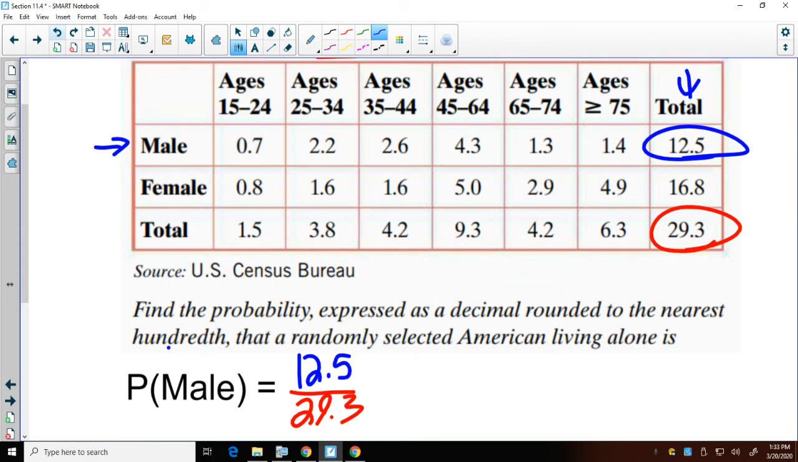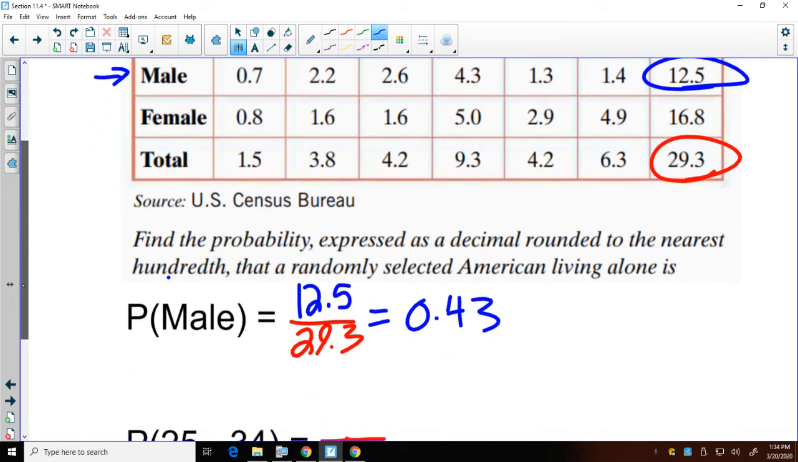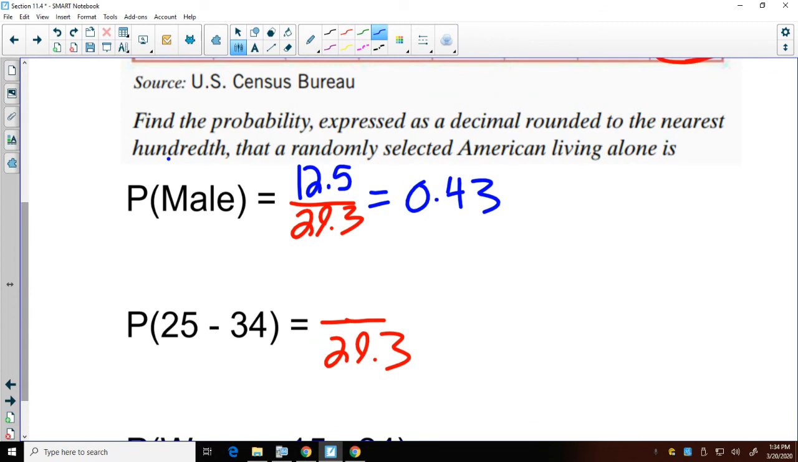So 12.5 divided by 29.3 equals, rounded to the nearest hundredth, 0.43 because the 6 after the 2 says, hey, 2, round up. And there you go. That's all they want. 0.43 is the probability, or in other words, 43%.